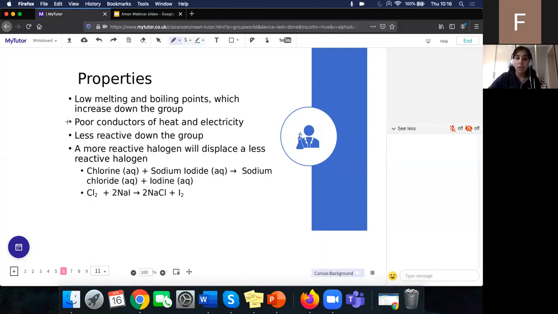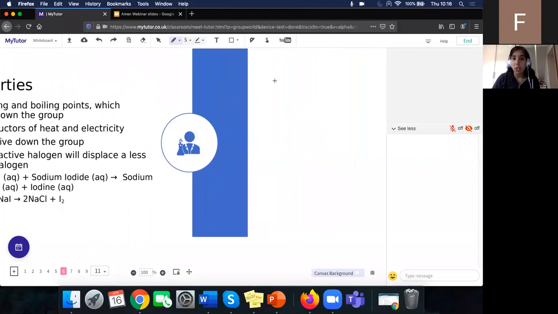Now, the one thing that we need to cover then is why do they become less reactive down the group? So we said that the alkali metals become more reactive down the group, but the halogens become less reactive down the group. And it's exactly the same reasons as the alkali metals. It's to do with distance, shielding, and the atomic number.